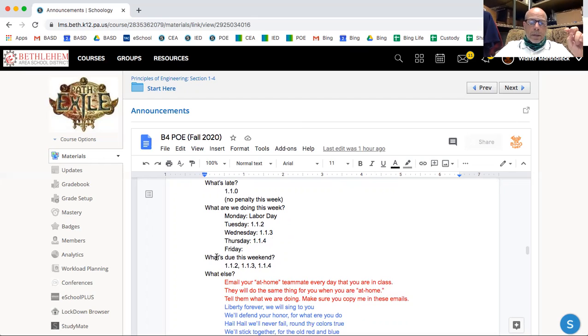And so that means that the assignments due this weekend, in addition to 1.1.0, which if you didn't turn it in is now due for full credit, and then 1.1.2 and 1.1.3, I know that those are going to be due. 1.1.4 could disappear or could change or who knows what.